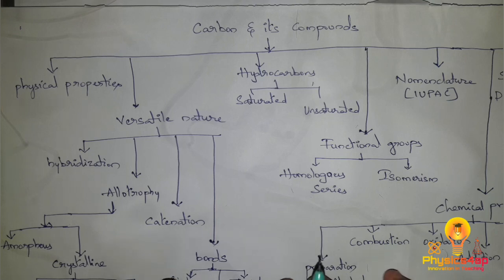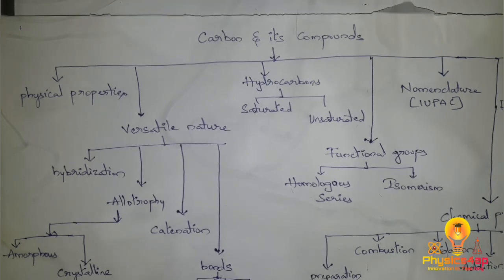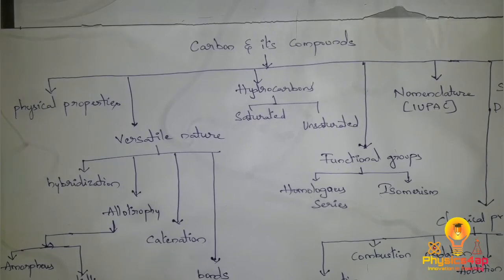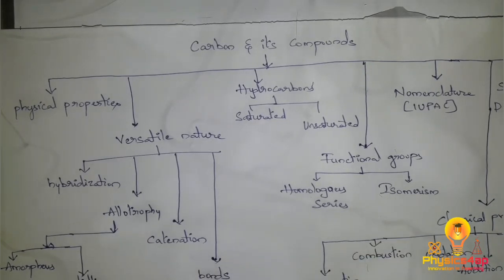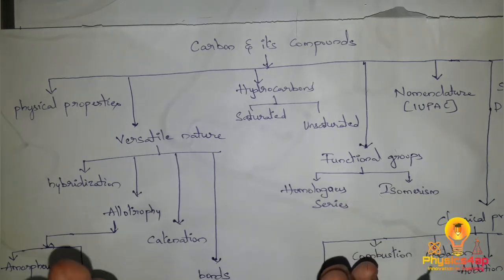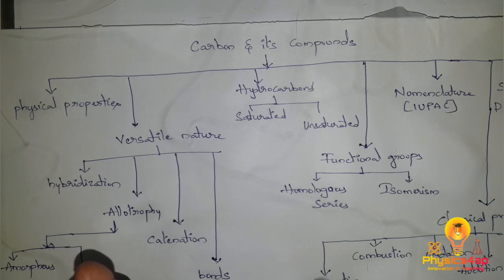Today we are going to discuss an interesting and new topic, which is carbon and its compounds. We call it organic chemistry. If we divide chemistry into two parts, one is called organic chemistry and the other is called inorganic chemistry. In organic chemistry we will learn only about the carbon compounds.